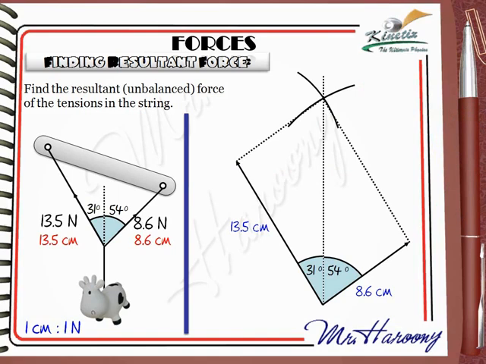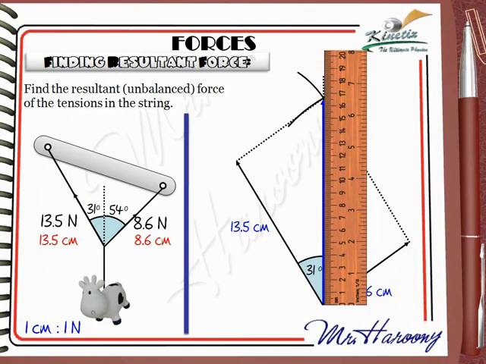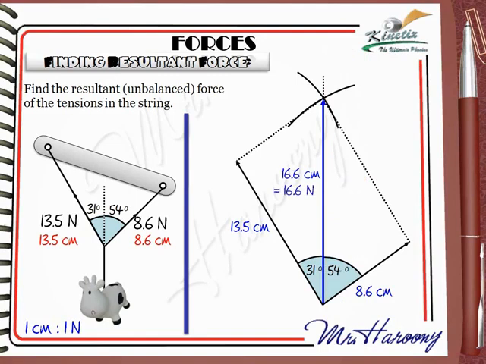Complete the parallelogram and draw the diagonal. This represents the resultant force. Now use your ruler to measure the length of the diagonal force. The ruler shows it's 16.6 centimeters long. According to the scale we have, which is 1 to 1, this means that the resultant force is 16.6 newtons. No need to measure the angles because our force here is clearly upwards. Magnitude 16.6 newtons. Direction upwards.